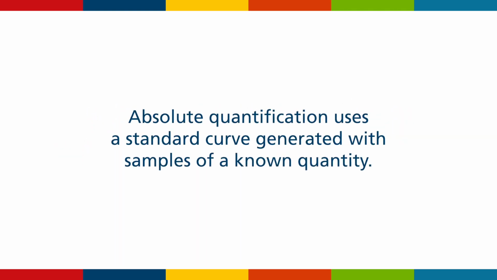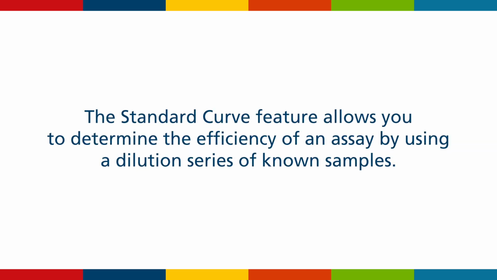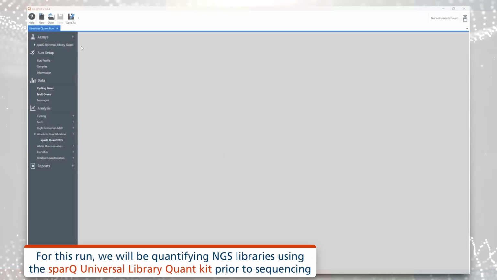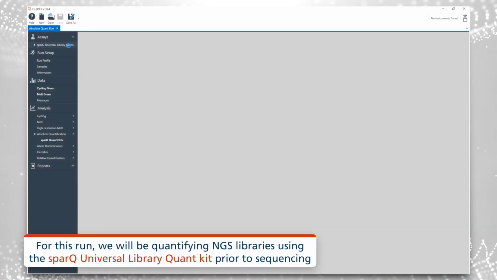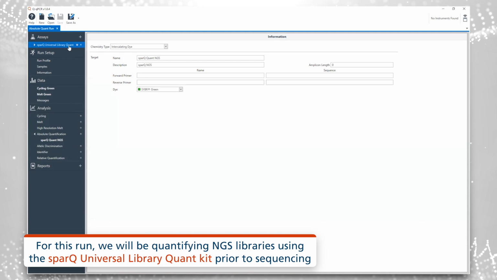Absolute quantification uses a standard curve generated with samples of a known quantity. The standard curve feature allows you to determine the efficiency of an assay by using a dilution series of known samples. For this run, we will be quantifying next-generation sequencing libraries using the Spark Universal Library Quant Kit prior to sequencing.